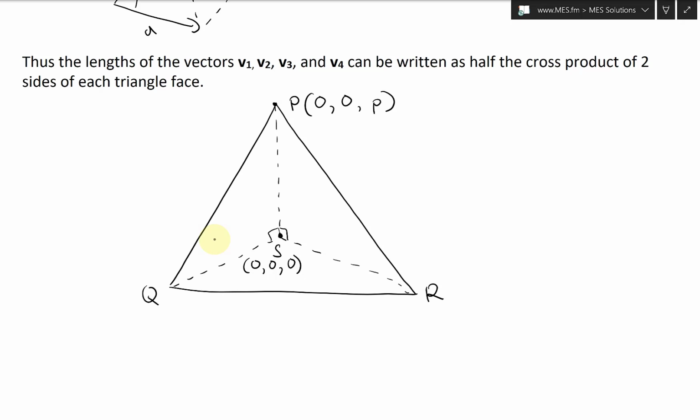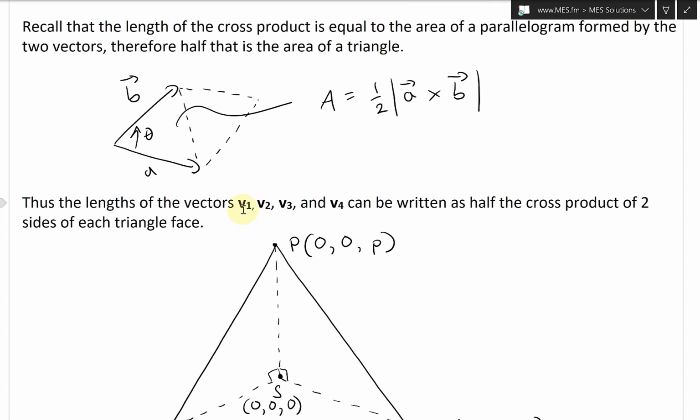Like that. And then R is going to be 0, and then lowercase r, this is the y-axis. And then Q is on the x-axis, so it'll be at lowercase q, 0, and 0, like that. Alright, and now let's take a look.